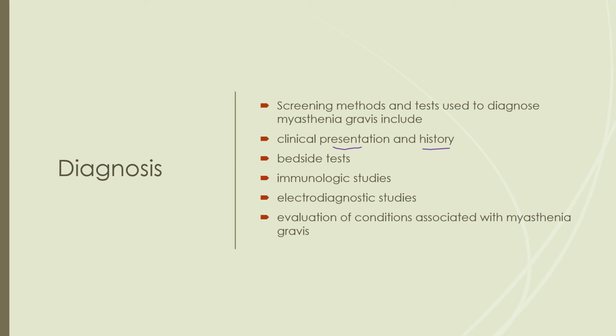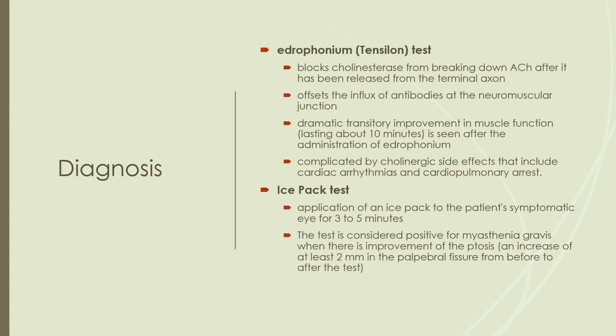There are some bedside tests that we'll do, and we'll talk about those upcoming. We could also do immunologic studies, especially looking at IgG, electrodiagnostic studies like EMGs, things like that. And then we're going to look at conditions associated with myasthenia gravis that might help us clue into a pregnancy, recent emotional stress, things like that that we talked about earlier.